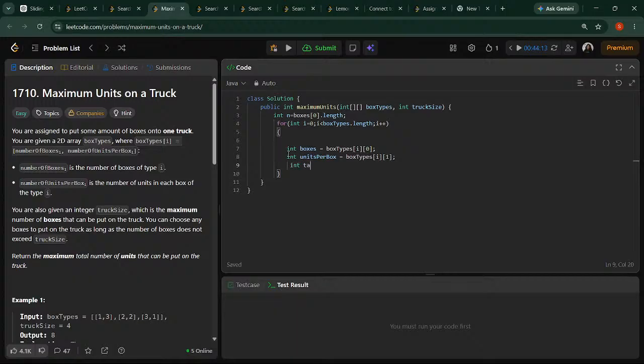Boxes equal to this part, then you have to take the minimum. Math dot min of take and comma. Then I should initialize take outside the loop. Math dot min take comma truck size. You want to take our minimum, right?